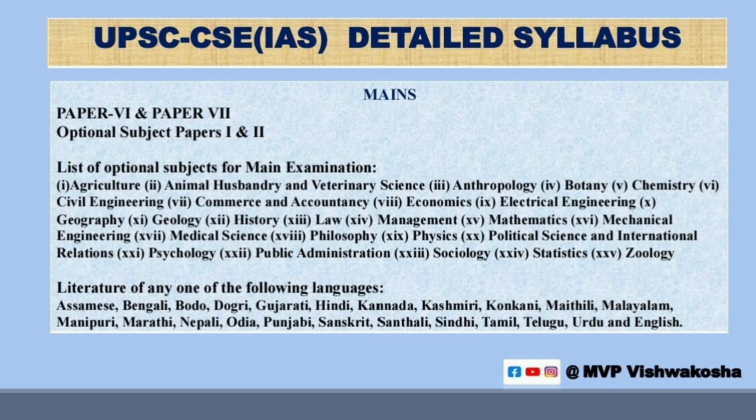That is Assamese, Bengali, Bodo, Dogri, Gujarati, Hindi, Kannada, Kashmiri, Konkani, Maithili, Malayalam, Manipuri, Marathi, Nepali, Odia, Punjabi, Sanskrit, Santali, Sindhi, Tamil, Telugu, Urdu and English. Okay, from these languages you can choose. Okay, that is about that optional paper. Okay, very very important optional paper where you can score very good marks. Okay, that is two papers, one same subject. Okay, that is 250 marks each. Very very important. You can choose.